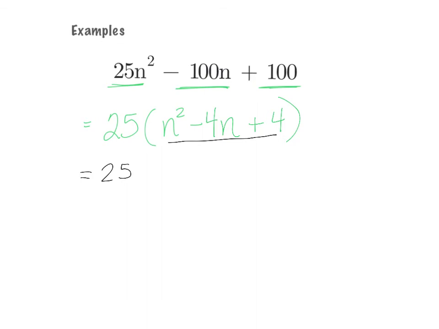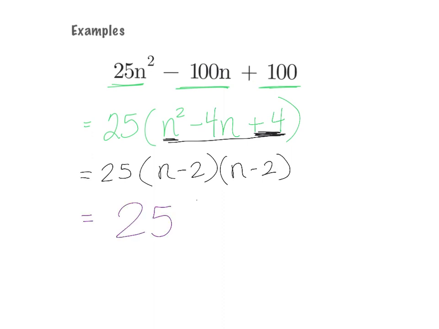And this is a perfect square trinomial because n squared is a perfect square, and so is 4. So we're going to see if that is what it is. So n minus 2, because the square root of n squared is n and the square root of 4 is 2, and then n minus 2. And it's minus minus because the middle term is minus, okay? And then you can just do a quick check. Negative 2n does make negative 4n. So the simplest way to write this final answer would be 25 times the quantity n minus 2 squared.